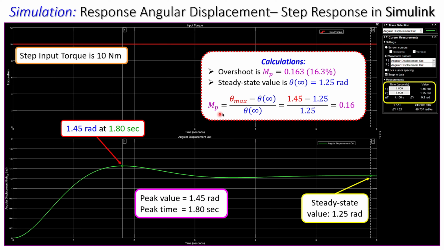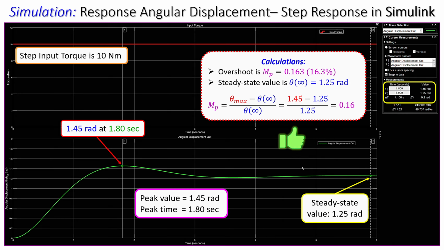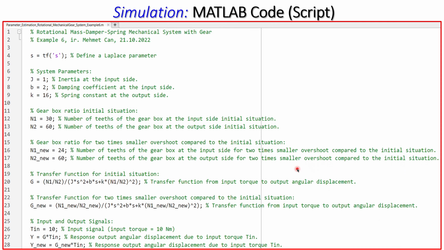And we have the Mp calculation. Just looking at the simulation data, theta max, the maximum value of the output angular displacement, is 1.45, minus the steady state value, over the steady state value, which is 0.16. Very close to what we calculated. So this confirms again our calculations. That's good. Now let's also look at the code I have used for MATLAB.